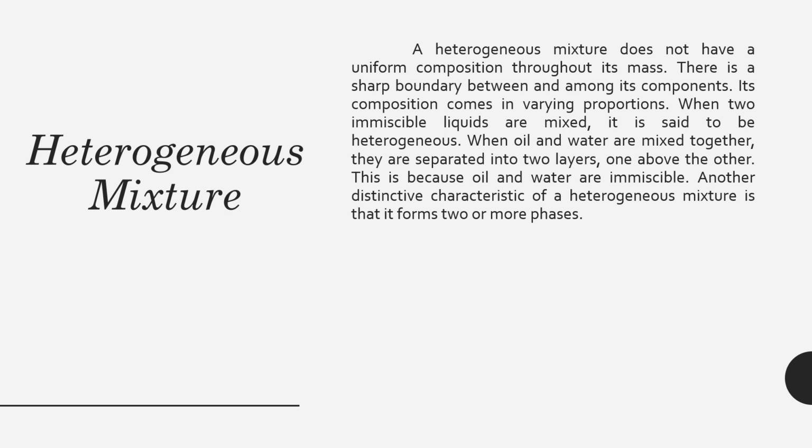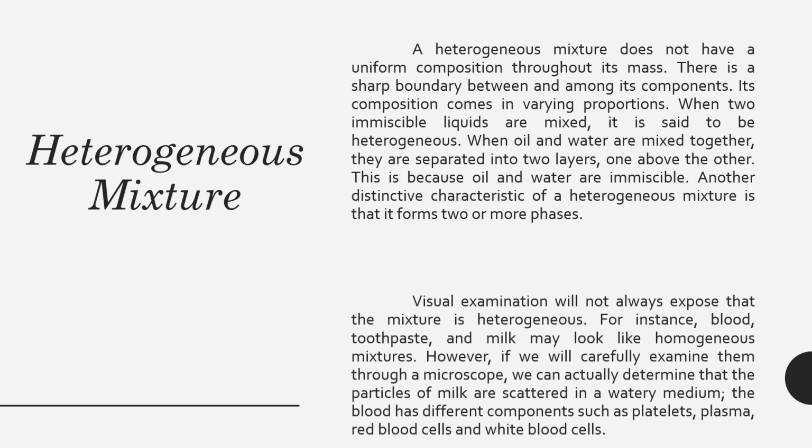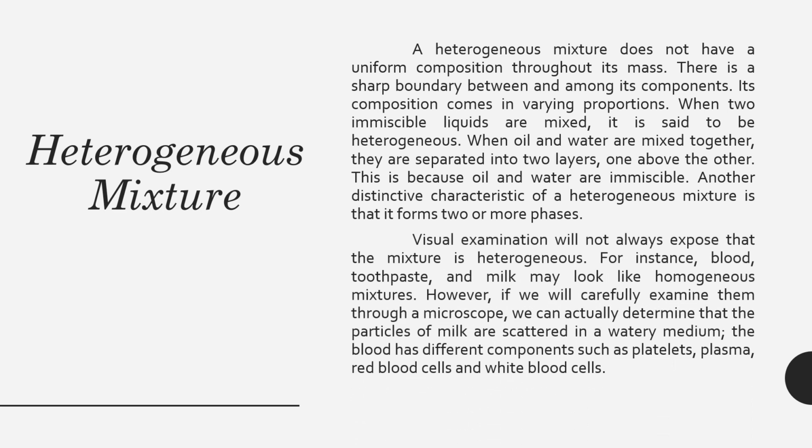When oil and water are mixed together, they are separated into two layers, one above the other. This is because oil and water are immiscible. Another distinctive characteristic of a heterogeneous mixture is that it forms two or more phases. Visual examination will not always expose that the mixture is heterogeneous.